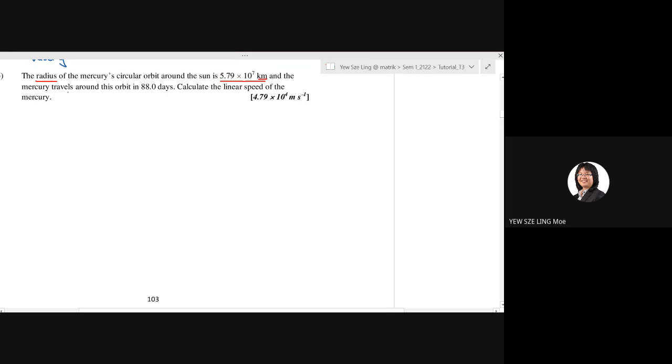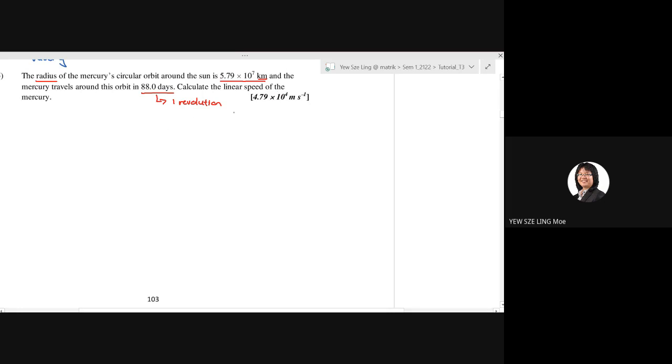And Mercury travels around this orbit in 88 days. So it travels around the orbit, which is 1 revolution in 88 days. Okay, so this is what happens in 1 revolution. Travel around the orbit means 1 revolution. Calculate the linear speed of Mercury.